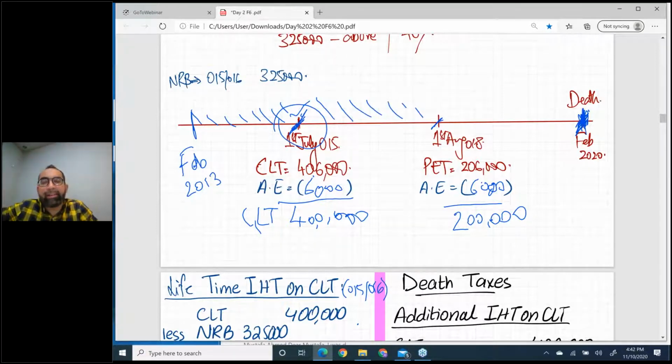Now again PET. Now this PET of 2 lakh, and just think, the donor died within 7 years of this PET. So yes, this PET is also chargeable at the time of death. Okay, so let's calculate the IHT on PET.